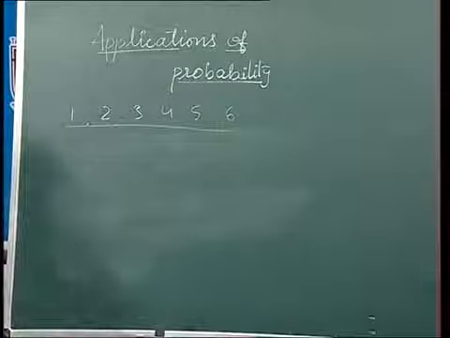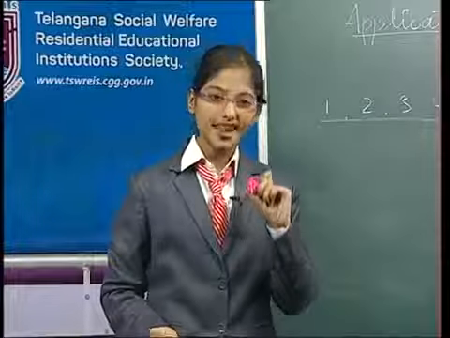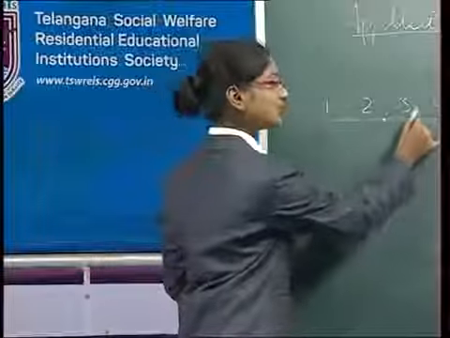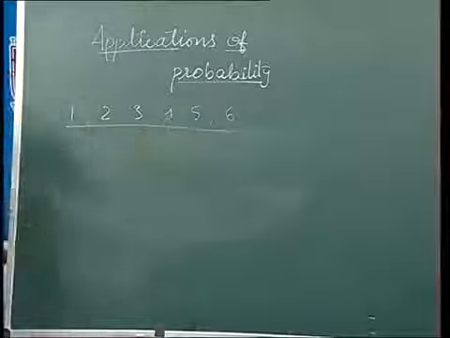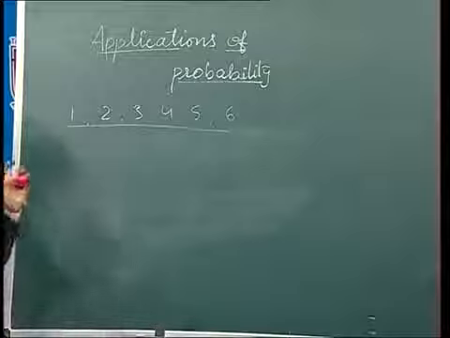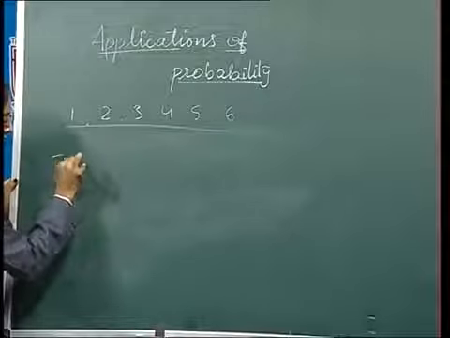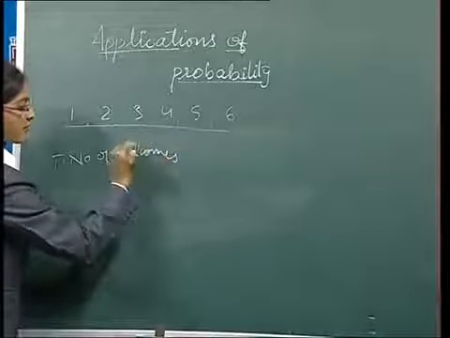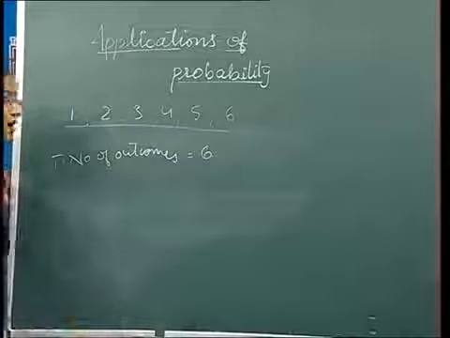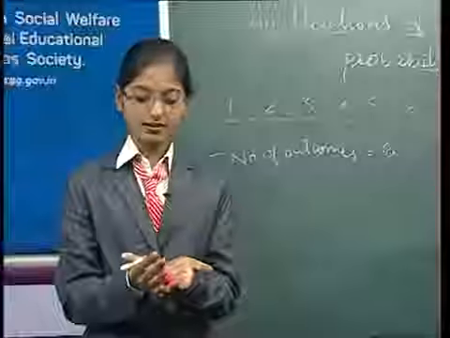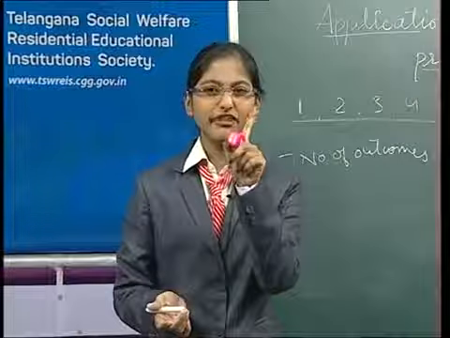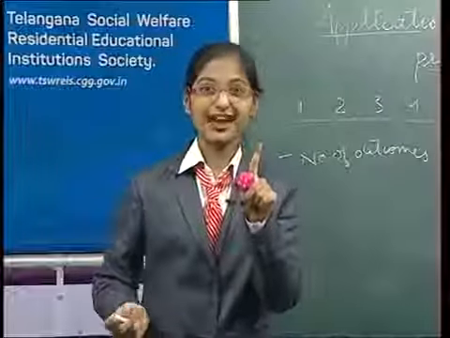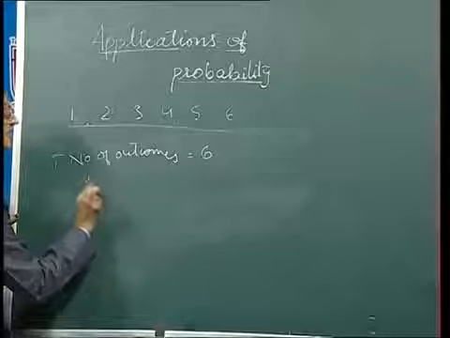Then what is the total number of outcomes here? Yeah, 1, 2, 3, 4, 5 and 6. There are 6 outcomes. So, the total number of outcomes is 6. When I roll here, what is the probability for getting 1? Yeah, you are absolutely right, 1 by 6. 1 by 6 is the probability.